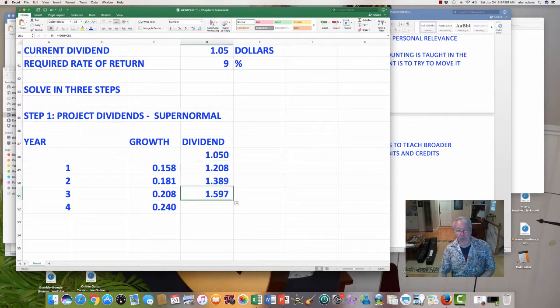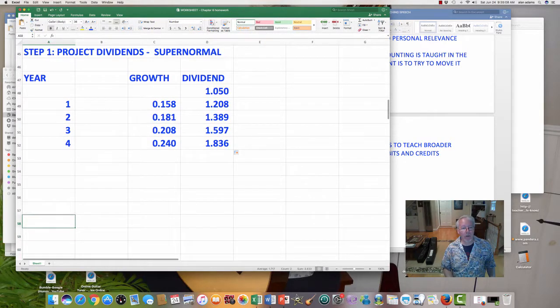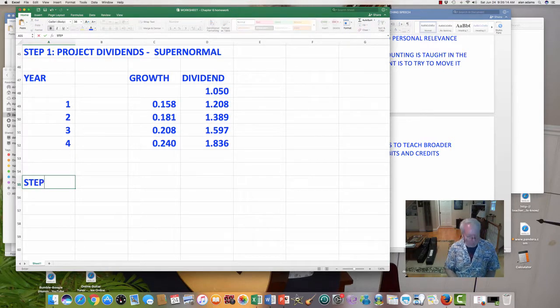So my dividend is going to be, in 4 more years, $1.80, roughly $1.836. Okay, that's step 1. Those are all the numbers I need. Okay, the next thing I'm going to do is step 2, obviously.